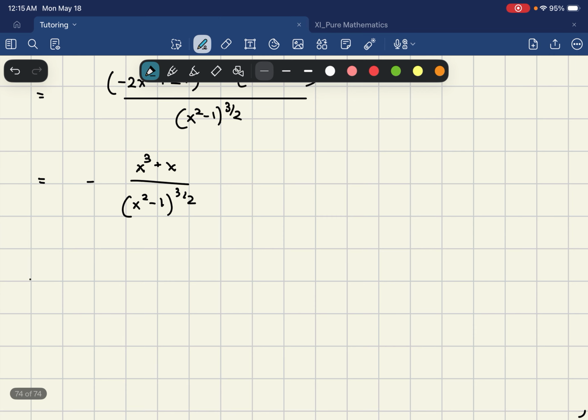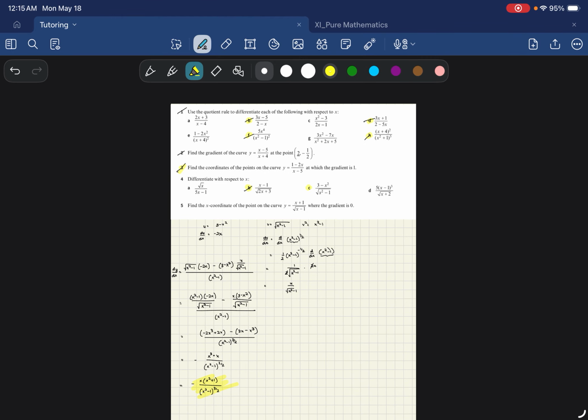So you can factor out the x actually from the numerator. So you get x times x squared plus 1 over x squared minus 1 to the power 3 by 2. And that is going to be your final solution. And we're done with question 4.